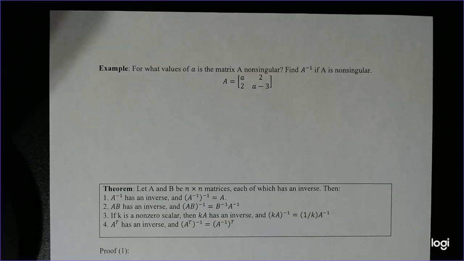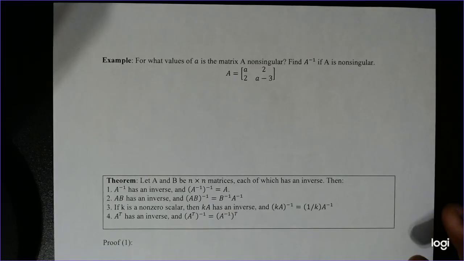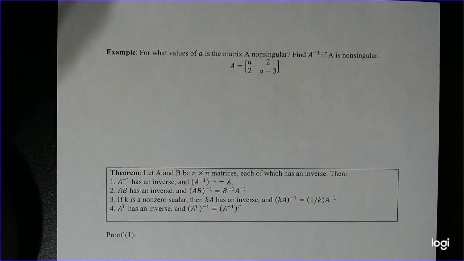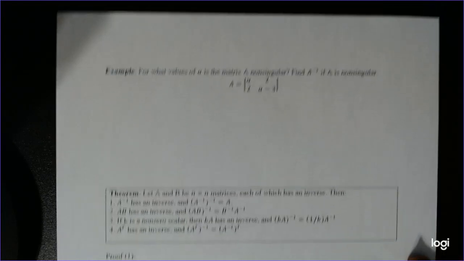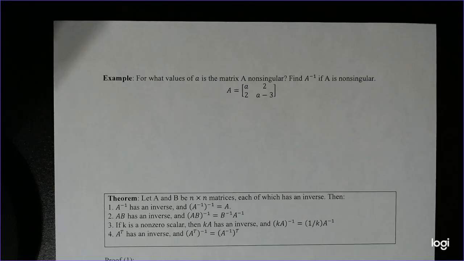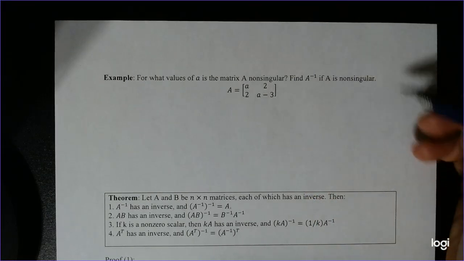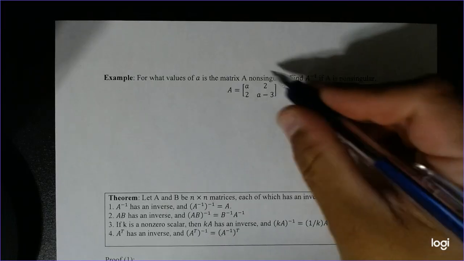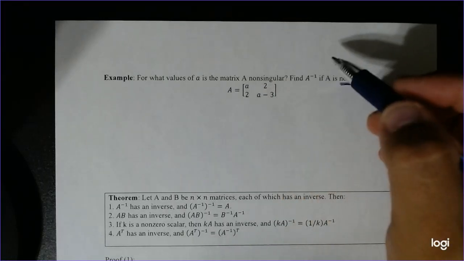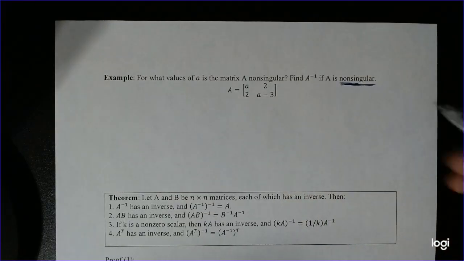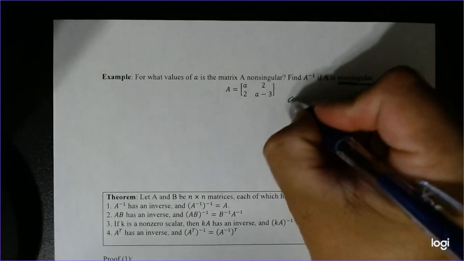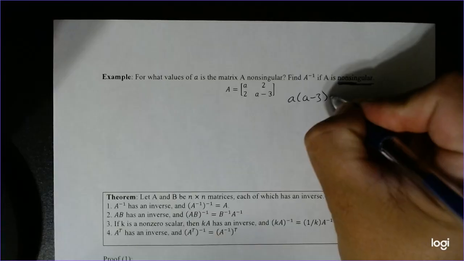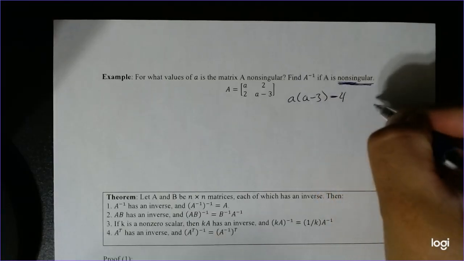Okay, so now we can take a little bit more theoretical approach. For what values of a is the matrix A non-singular? Find the inverse if A is non-singular. Okay, so we just talked about this, right? It's a 2 by 2 matrix, so we'll do the same process we did earlier. In other words, to make this non-singular, it has to be linearly independent, or the subtraction of this multiplication has to be non-zero. That's exactly what we do. So multiplying, it'll be a times a minus 3, minus 2 times 2 is 4. Okay.